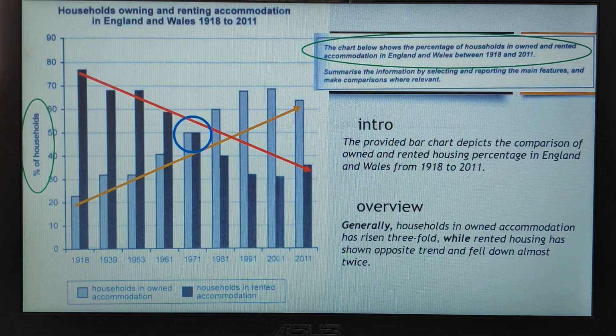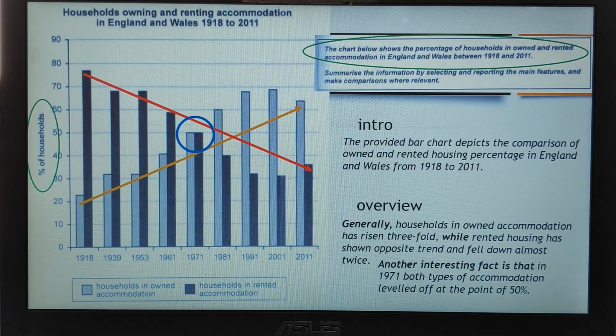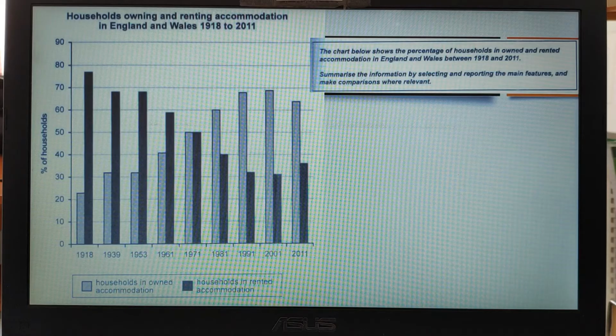Generally, households in owned accommodation have risen 3-fold, while rented housing has shown the opposite trend and fell almost twice. So in this sentence we showed 2 main trends, and what about the outstanding data? It will look like this. Another interesting fact is that in 1971 both types of accommodation leveled off at the point of 50%. So usually you can match the introduction and overview together and make one big paragraph, and start your essay from this. Now let's turn to the main body.